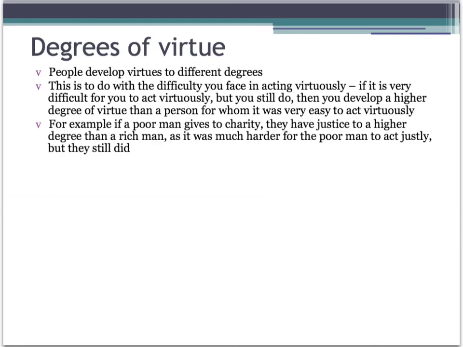So, for example, if a poor man gives to charity, that shows that they have a higher degree of justice than a rich man who gave to charity. They've both developed and used the virtue of justice. It's just that it was much harder for the poor man to give to charity, so it was much harder for him to act justly, but he still did. And so it shows that he has used and has a higher degree of the virtue of justice.